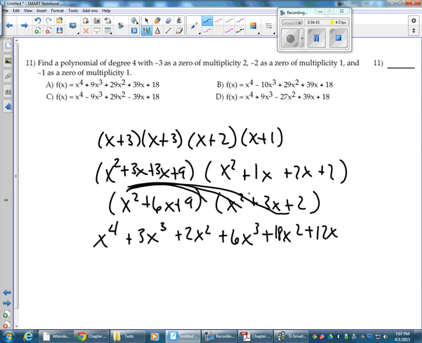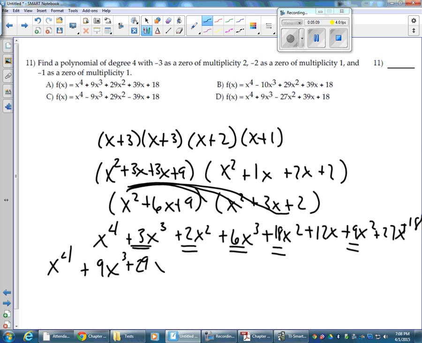And then 9 times everything. 9 times x squared is 9x squared. 9 times 3x is 27x, and then 9 times 2 is 18. I know I'm running out of room there. So I get x to the fourth. Let's see, I've got a 3x cubed and a 6x cubed, which I can put together to make 9x cubed. Then I've got a 2x squared and an 18x squared, that's 20x squared, and a 9x squared, so that's 29x squared. And I've got a 12x and a 27x, so that's 39x, and then 18. So it looks like my answer is here. X to the fourth plus 9x cubed plus 29x squared plus 39x plus 18.